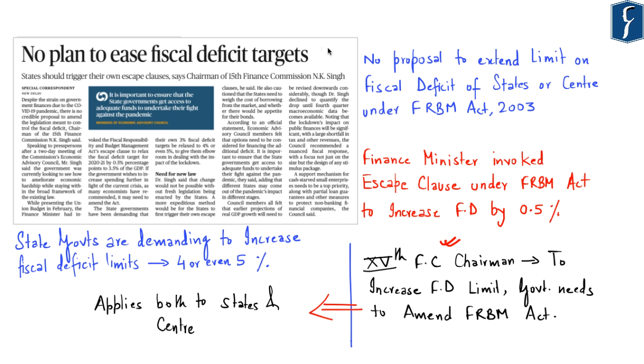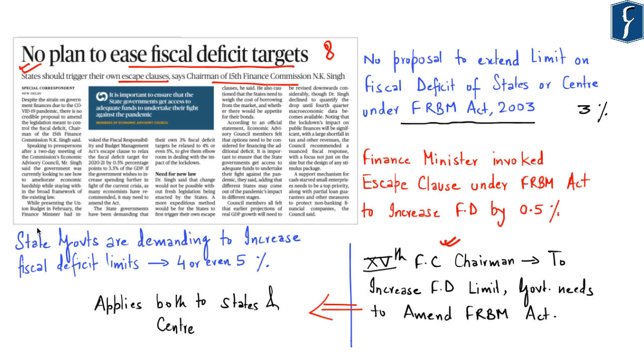The next news to be discussed appears on page number 8. It says, no plan to ease fiscal deficit targets. States should trigger their own escape clause, says the chairman of the 15th Finance Commission, N.K. Singh. Now, the fiscal deficit target has been fixed at 3% as per the Fiscal Responsibility and Budget Management Act of 2003. Just like the center has its Fiscal Responsibility and Budget Management Act, similarly states also have their States Fiscal Responsibility and Budget Management Act.